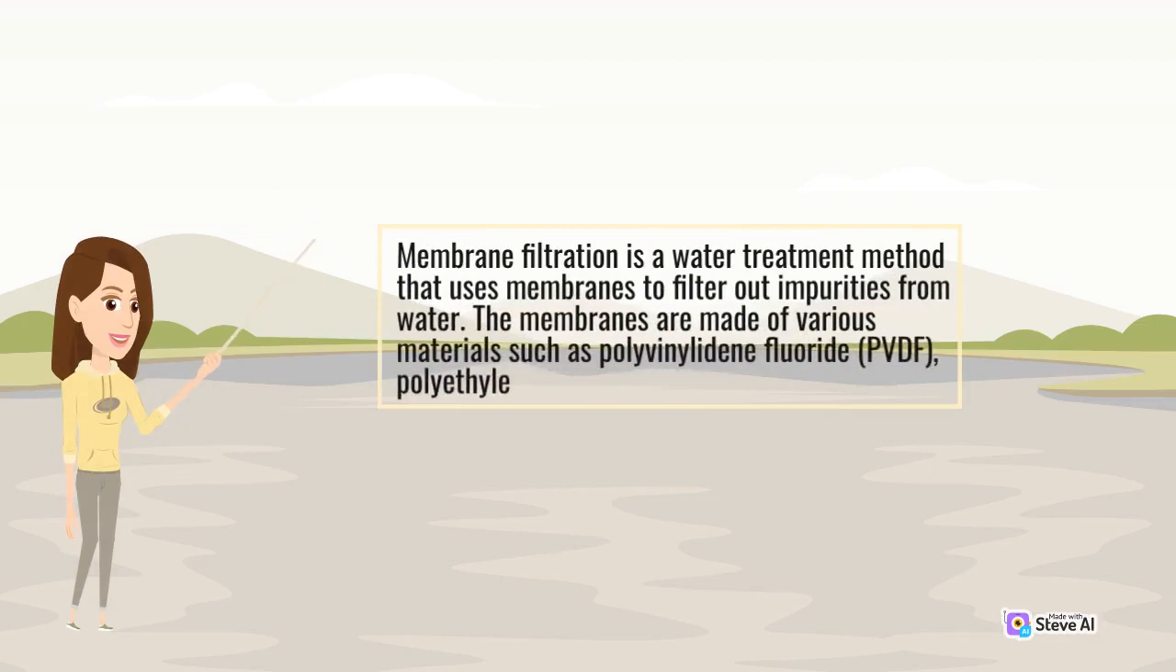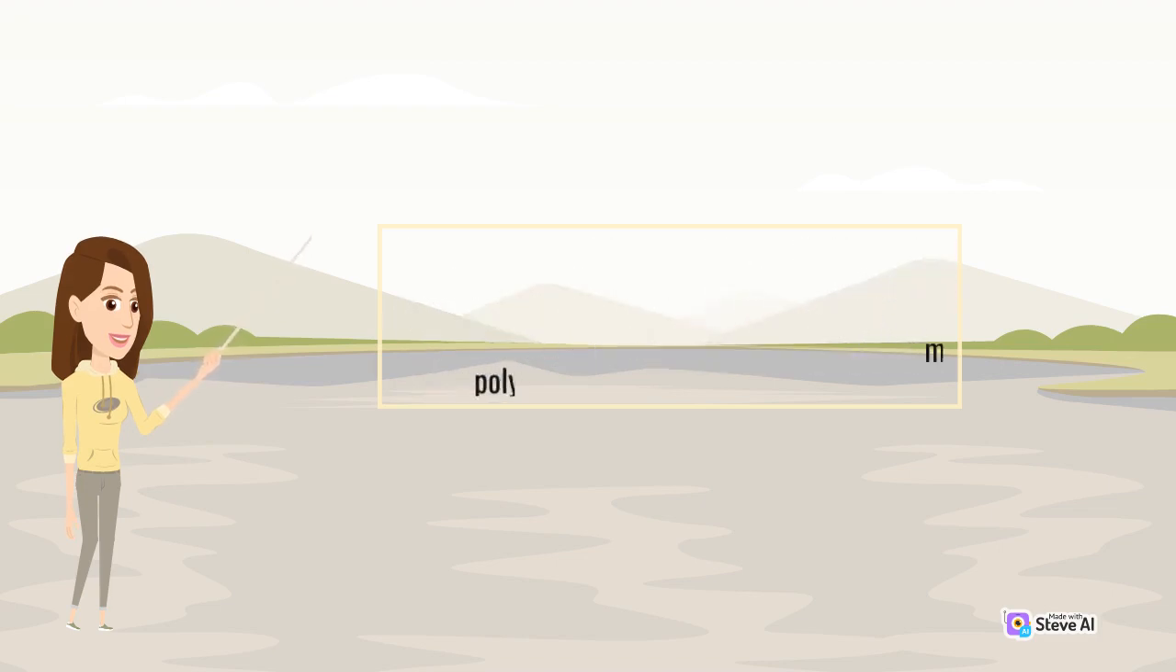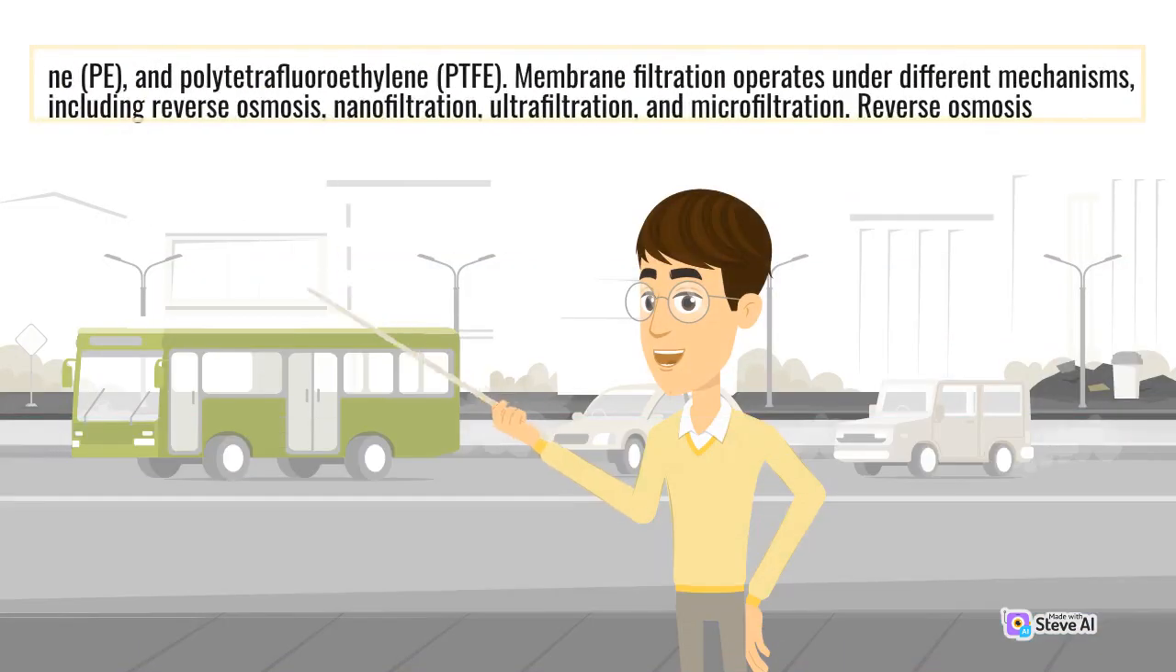Membrane filtration is a water treatment method that uses membranes to filter out impurities from water. The membranes are made of various materials such as polyvinylidene fluoride (PVDF), polyethylene (PE), and polytetrafluoroethylene (PTFE). Membrane filtration operates under different mechanisms, including reverse osmosis, nanofiltration, ultrafiltration, and microfiltration.